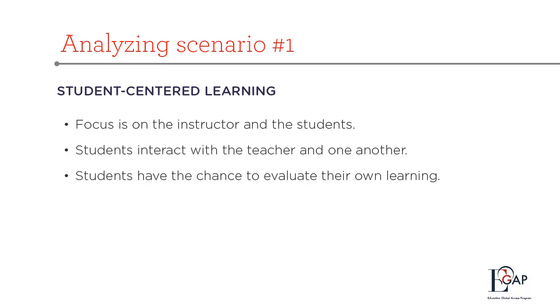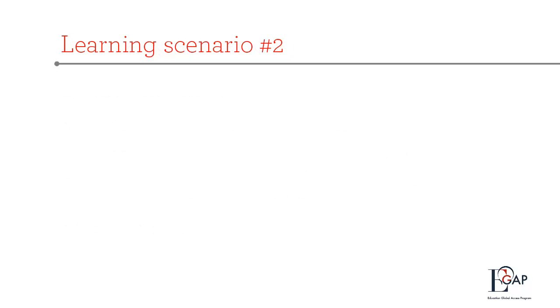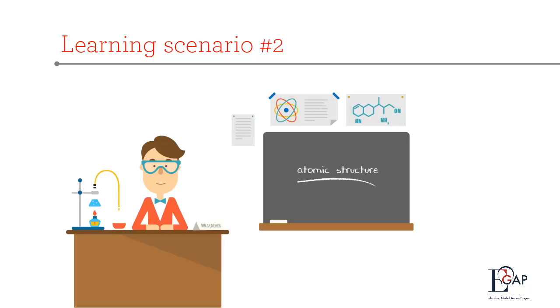The students have the chance to work by themselves and with other students. In teacher-centered learning, students usually work alone. Finally, because the lesson involves hands-on examples and group discussions, this student-centered classroom will be noisy and busy, rather than the quiet, teacher-centered classroom. Now let's listen to scenario number 2.